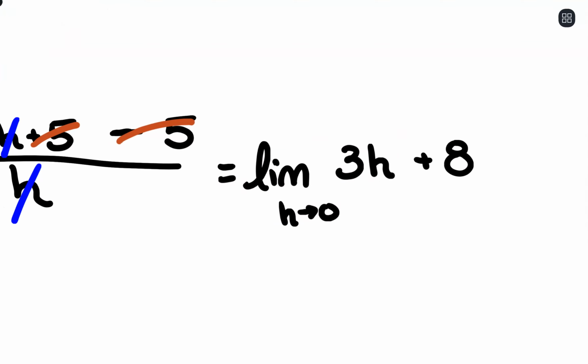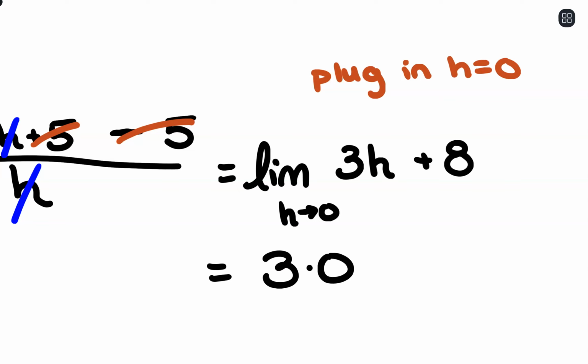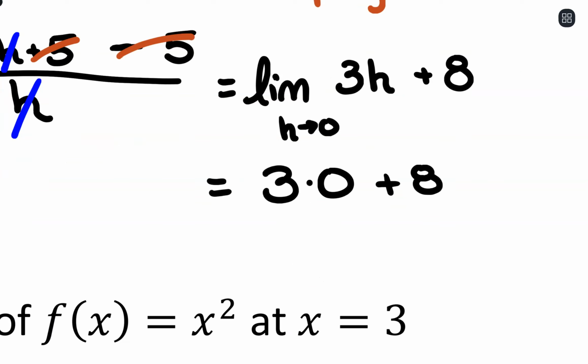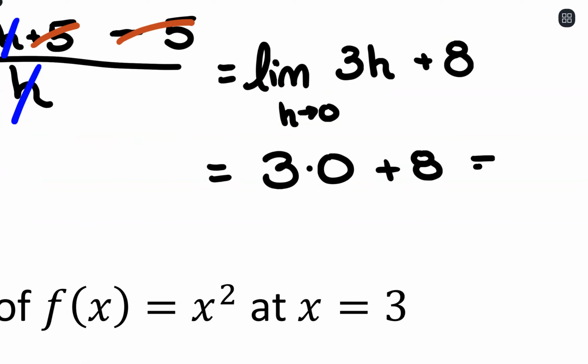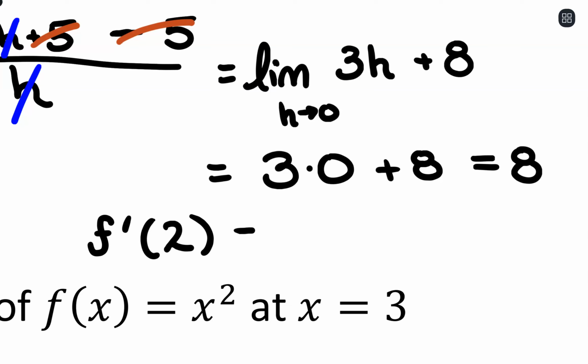And now that we don't have our denominator anymore, we can plug in h equals 0 because it will be defined now. So to take care of that limit, we're going to go 3 times 0 plus 8. We can drop that limit notation as soon as we're plugging in h equals 0, and it is 8. So f prime of 2 is equal to 8.